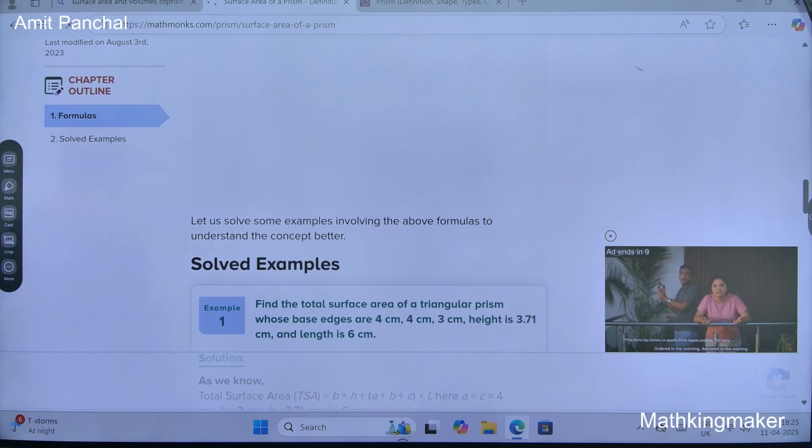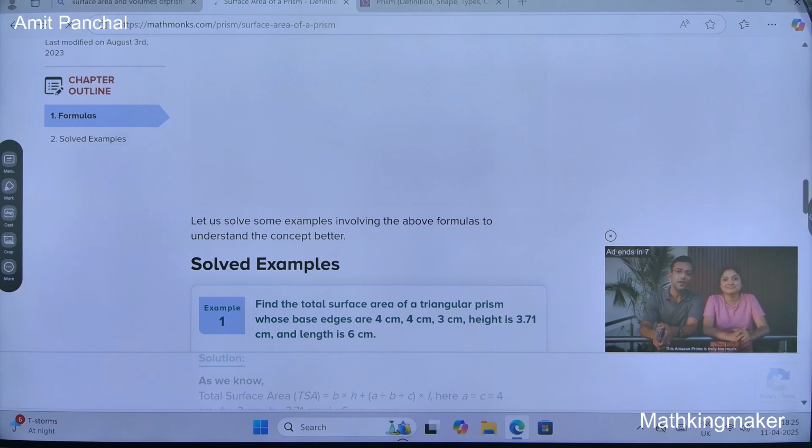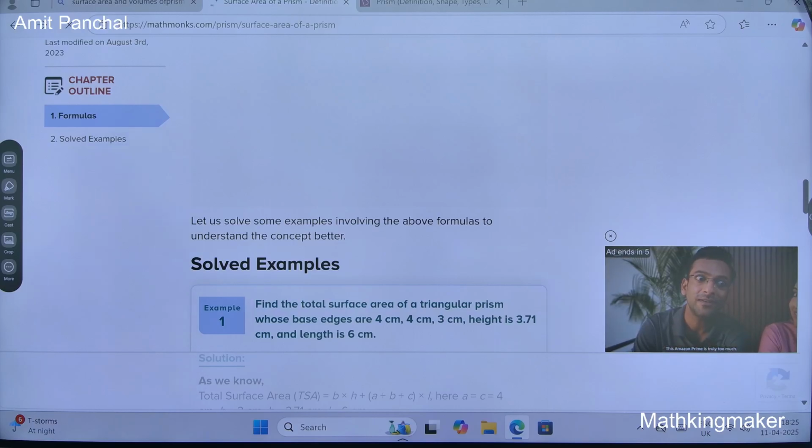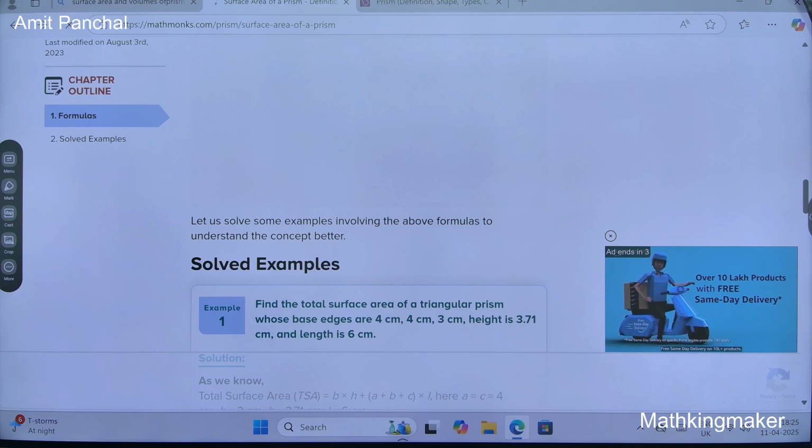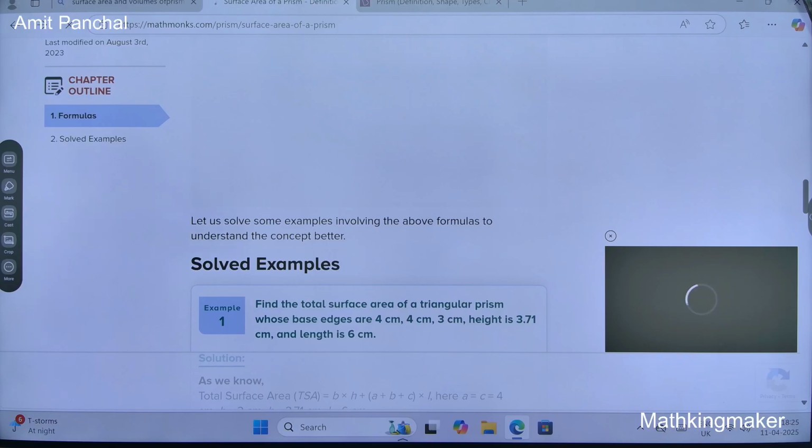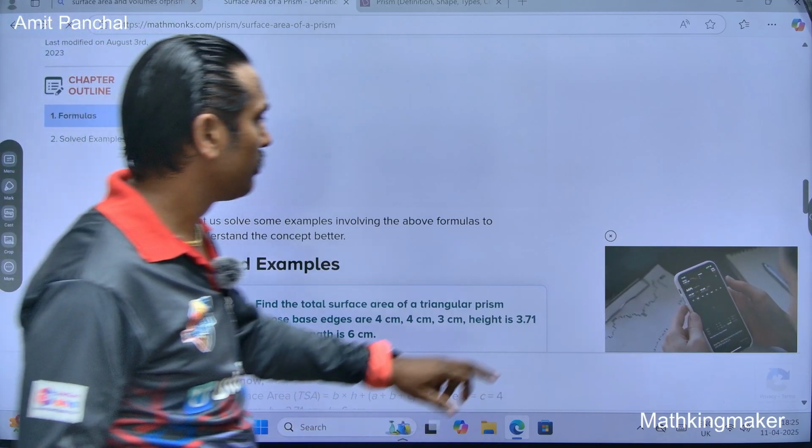Can you see the question? Hey, your screen is blurry. Yeah, now it's fine.